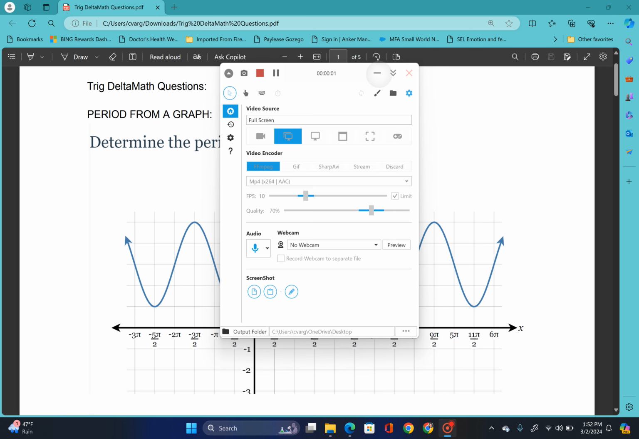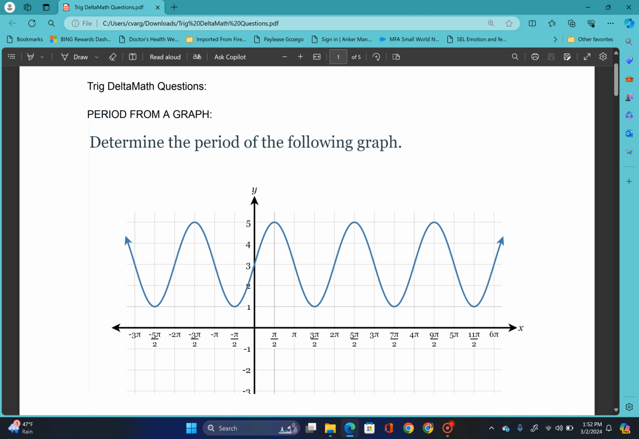All right, so I want to go over a couple of questions that people had trouble with on the DeltaMath. So let's go ahead and start with the first one, period from a graph. So all you have to do for period is I always start at the y-intercept.